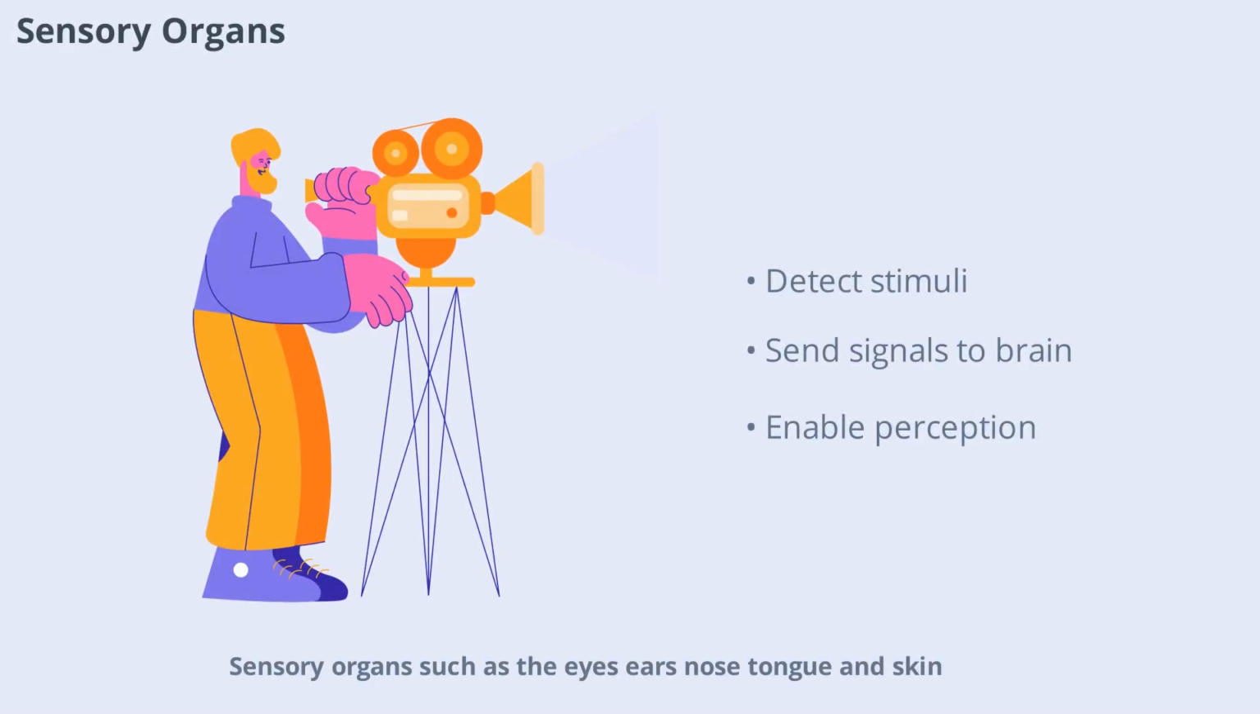Sensory organs such as the eyes, ears, nose, tongue, and skin allow us to perceive the world around us. They detect stimuli like light, sound, smell, taste, and touch, sending information to the brain for interpretation. These organs are crucial for interacting with our environment and ensuring our safety.